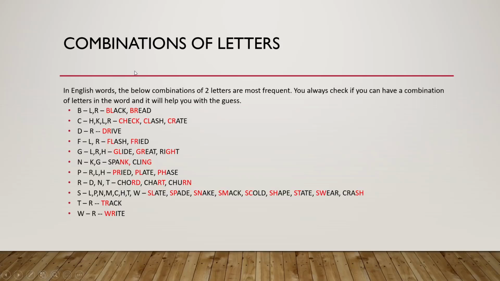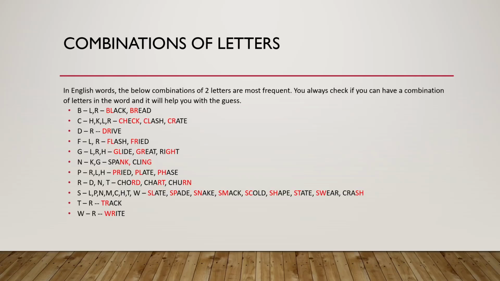In English words, the below combinations of two letters are most frequent. So you always have to check if you can have a combination of letters in the word, and it will help you with the guess. I have listed down the most common combinations with examples. B is combined with L and R, so you can have black, bread, etc. C combines with C. C combines with H, K, L, and R, like check, clash, crate.